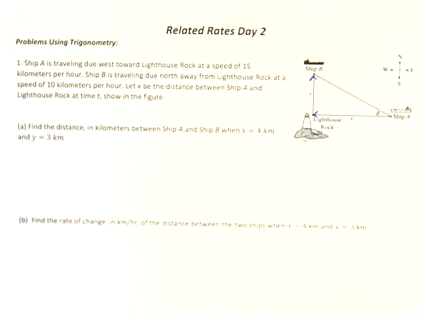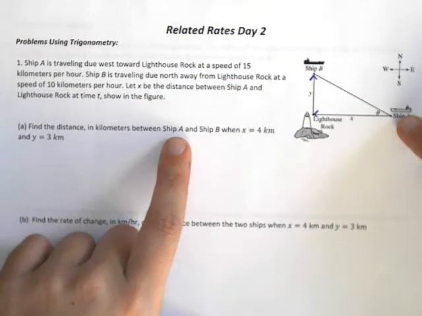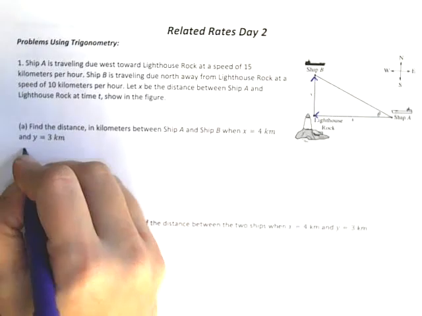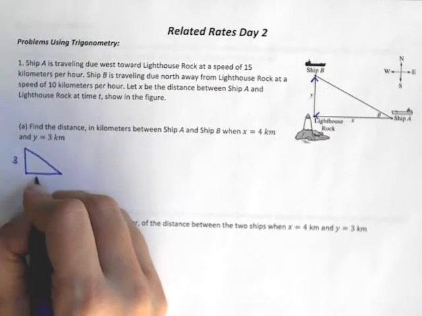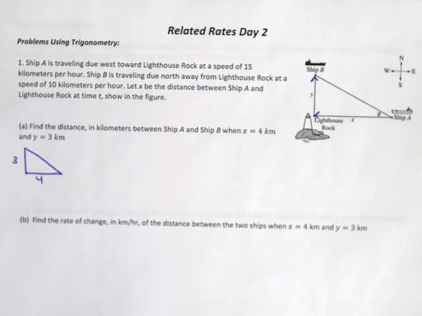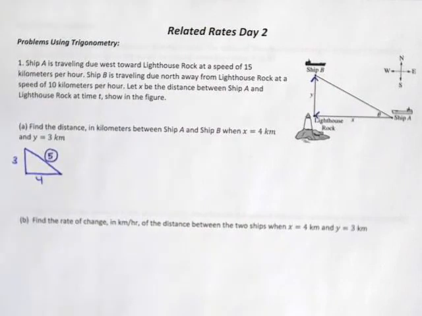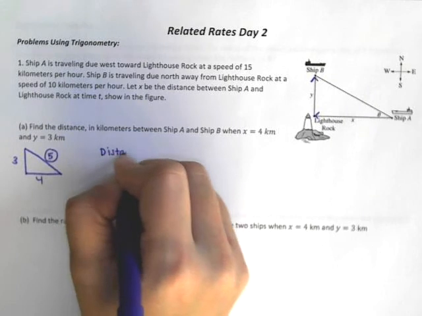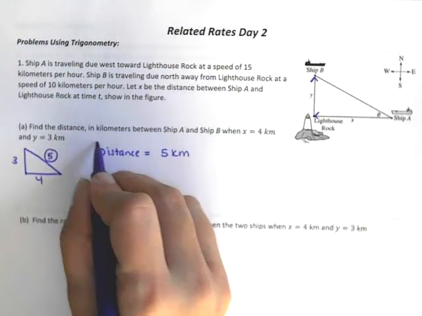For part A, it says find the distance between A and B when x is 4 and y is 3. Well, if I think about this triangle, and I know that y is 3 and x is 4, because I've heard of 3, 4, 5 triangles before, I know that this side must be 5. So I would say that the distance is equal to 5 kilometers.